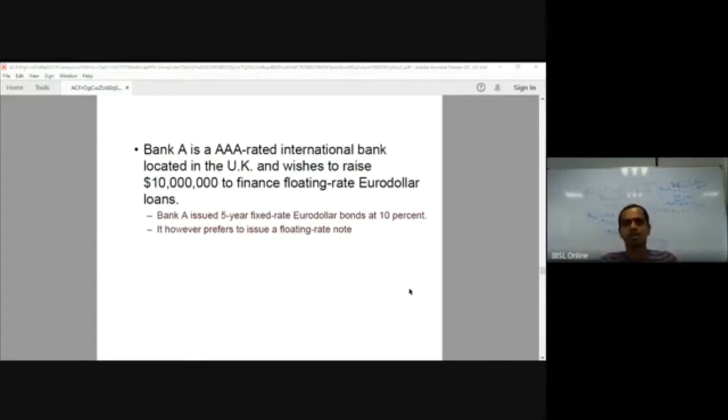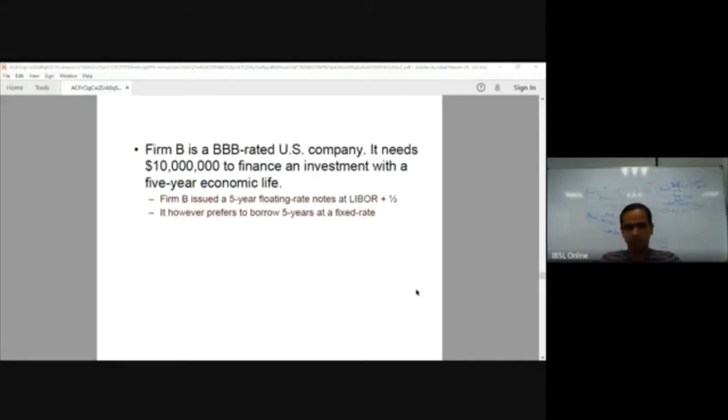Bank A is a AAA rated international bank located in the UK and wishes to raise $10 million to finance a floating rate eurodollar loan. Bank A issued 5-year fixed rate eurodollar bonds at 10%. It, however, prefers to issue a floating rate note. B is a BBB rated US company. It needs $10 million to finance an investment with a 5-year economic life. B issued a 5-year floating rate note at LIBOR plus 0.5%. It, however, prefers to borrow 5 years at a fixed rate.